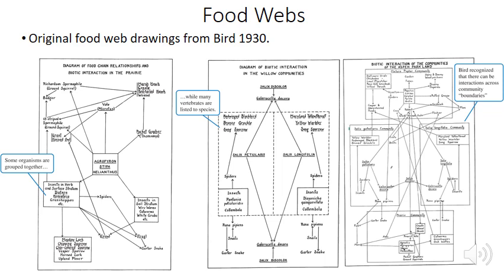And you can see two of those on the left-hand side of this slide. The far left one is prairies, and the middle one is the willow communities. But what was really important about Ralph Bird's work was that he was one of the first people to acknowledge that community boundaries are fuzzy, they're not distinct. And so there is this exchange of energy between communities.